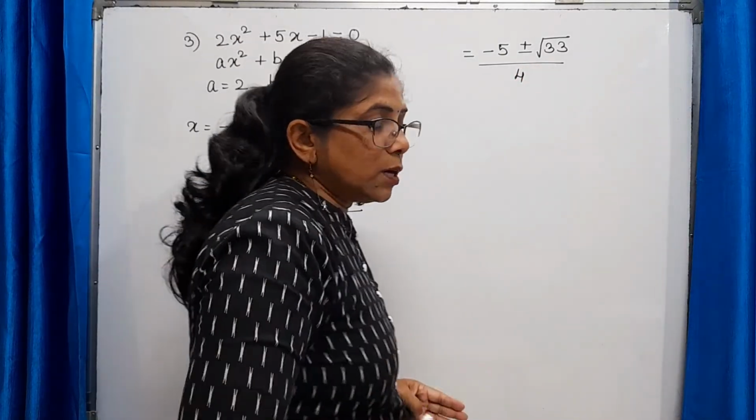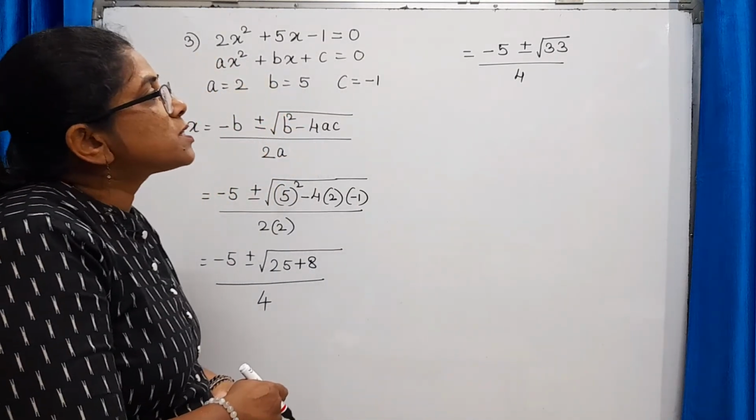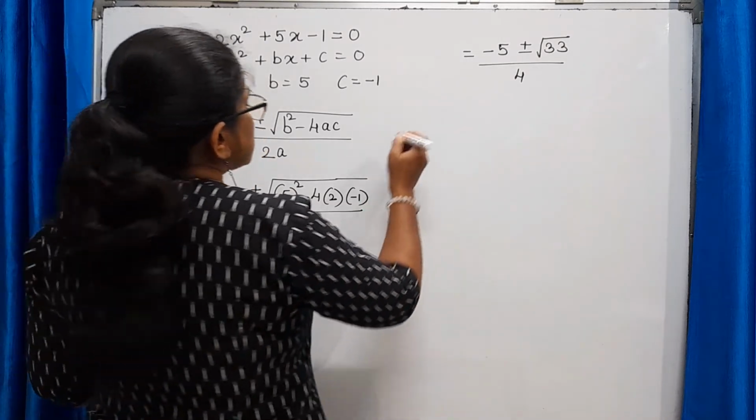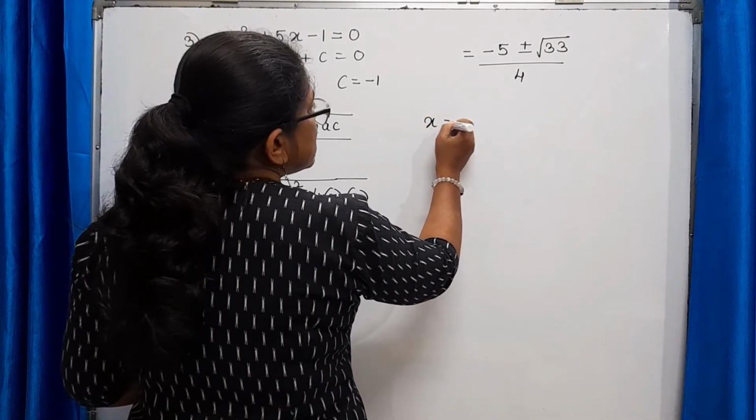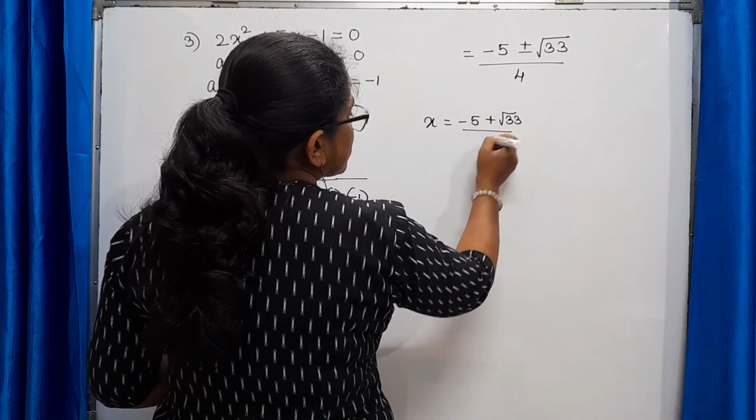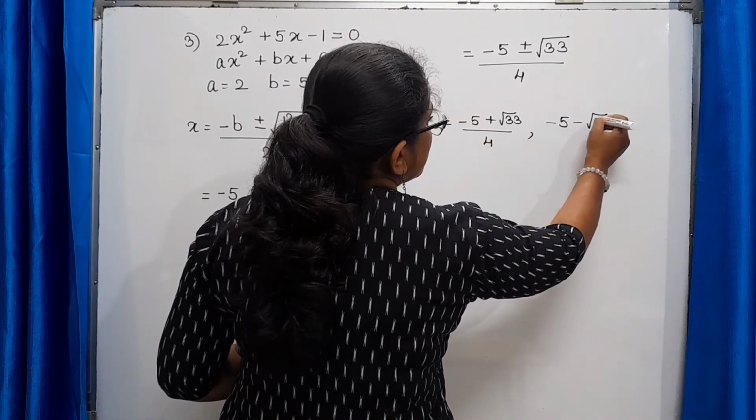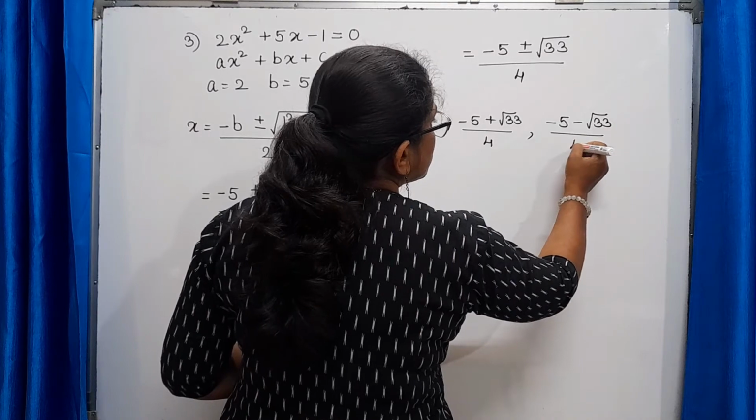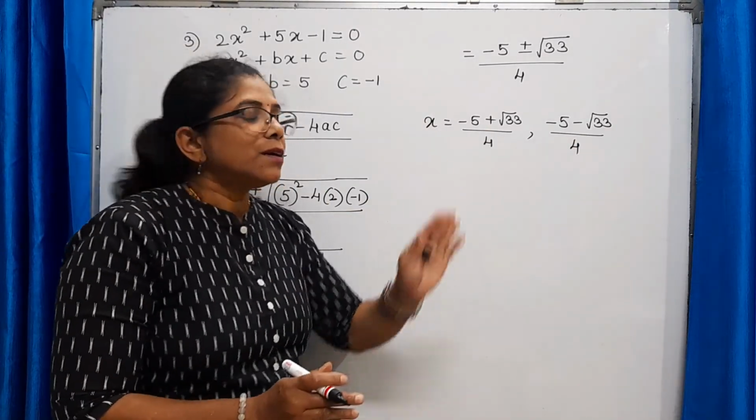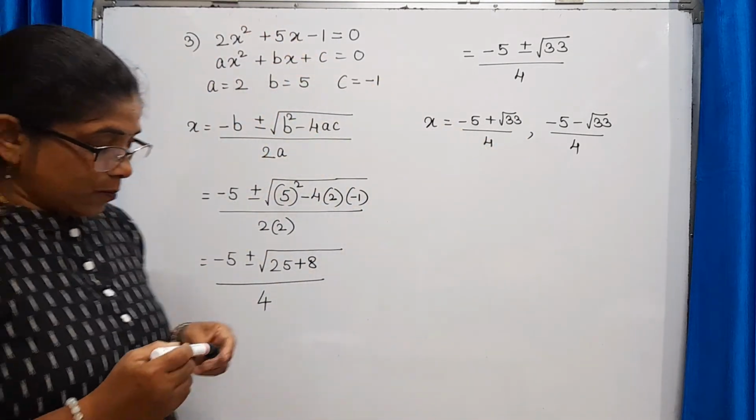Now here root 33, it cannot be simplified. So here the roots are real but irrational. So the two values of x: one value is minus 5 plus root 33 upon 4 and the second value is minus 5 minus root 33 upon 4. So these are the two values of x, meaning these are the two roots of our quadratic equation.